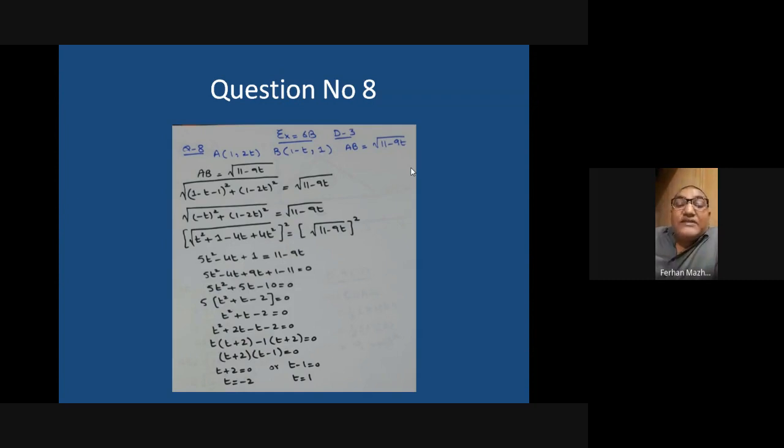So when this happens, either the first bracket is 0 or the second bracket is 0, or they both are 0. So I will make them equals to 0. So you will have t plus 2 equals to 0 and t minus 1 equals to 0. So t will be equals to minus 2 and t will be equals to 1. So this is how you do your question number 8.